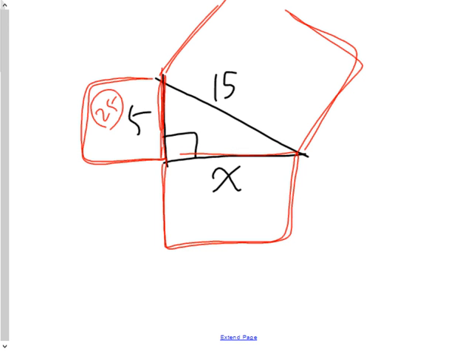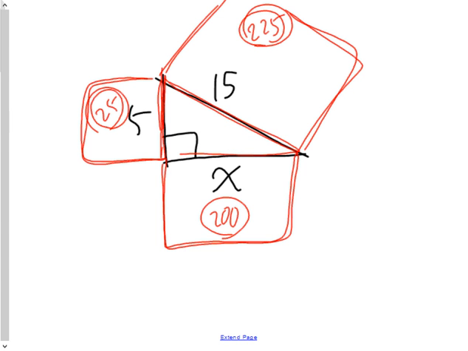And since the side length of this square is really the hypotenuse and it is 15, the area of this square will be 225. So this square's area plus the square we don't know's area equals 225. So through subtraction, 225 take away the square we know is 25 will mean that this square's area is 200. And therefore, the length of x is the square root of 200, or approximately 14.2-ish, maybe? I don't know.